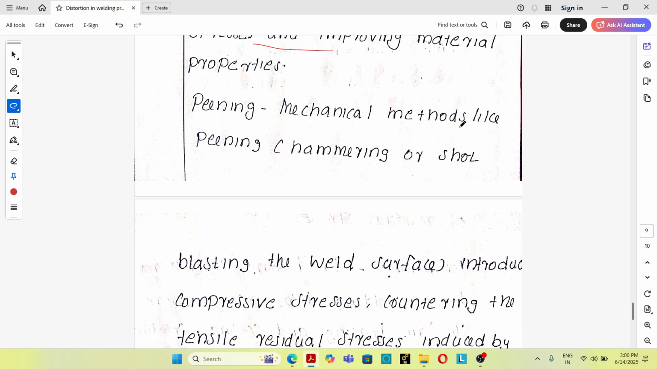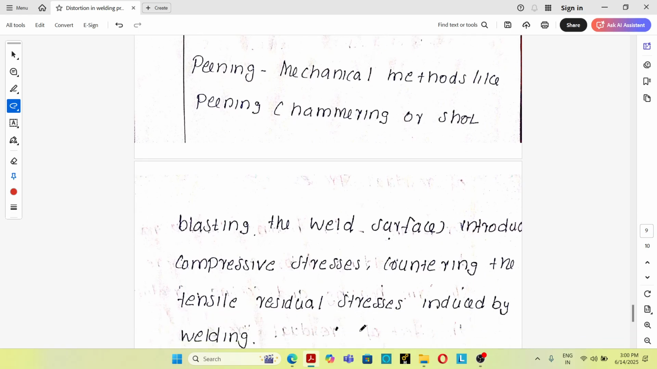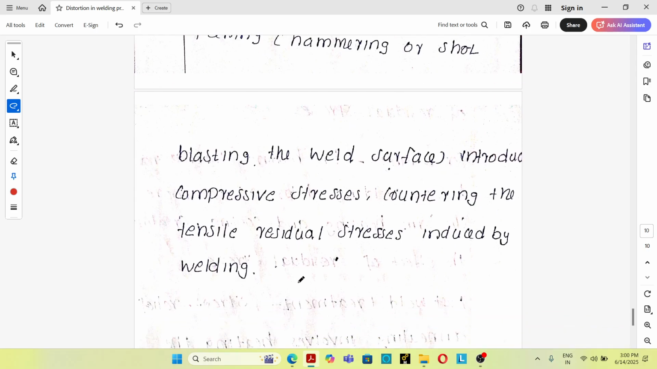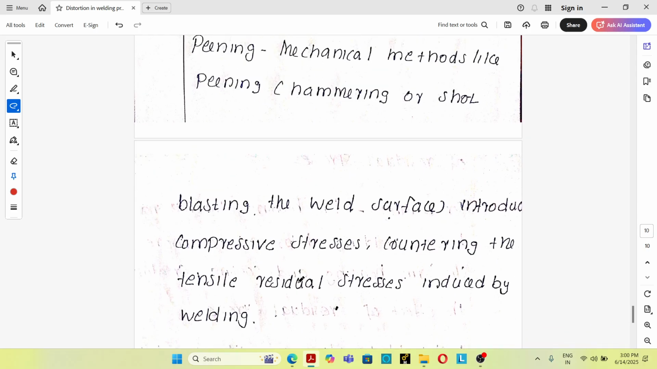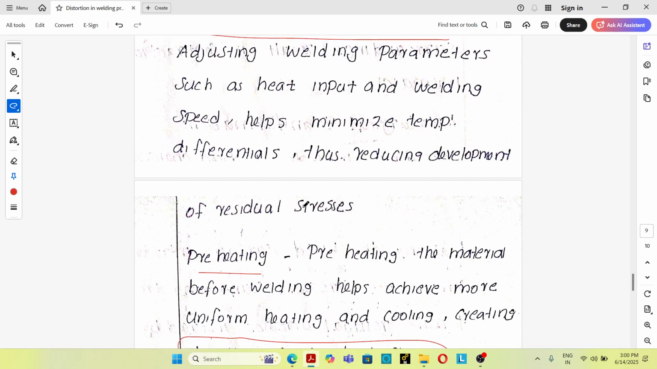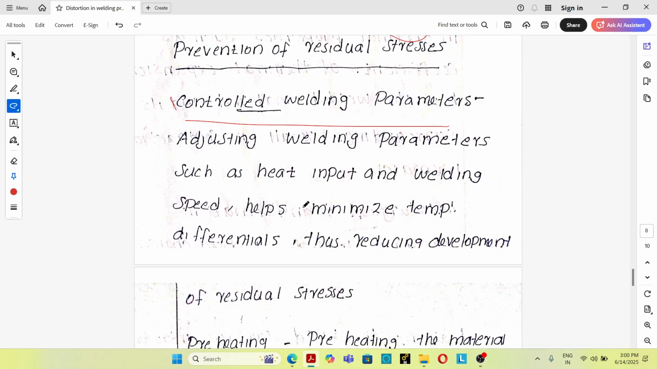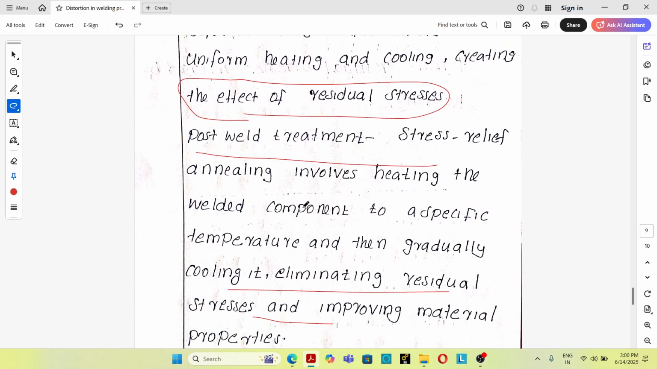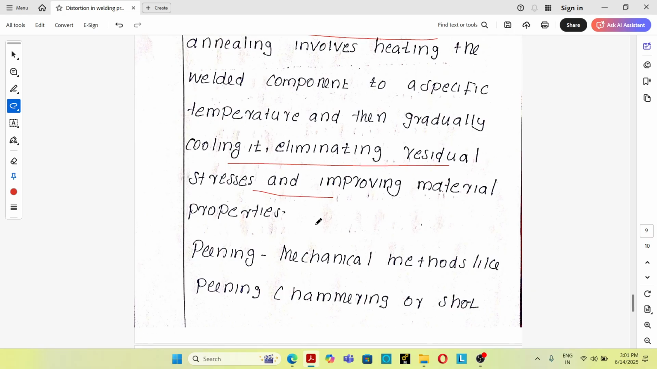So peening, mechanical method like peening, hammering or shot blasting the weld surface, introduce compressive stress, countering the tensile residual stress induced welding. See, peening means hammering or shot blasting the welded job. Then compressive stress is produced opposite to the residual stress, so the residual stress will be removed. Okay, so these are the methods for reducing residual stress. So controlling welding parameter, preheating, post heating, then peening.